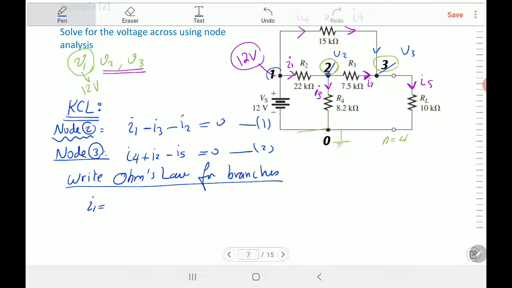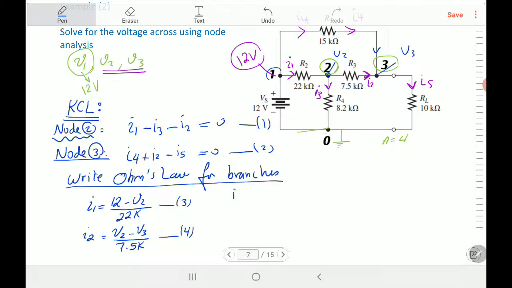So you have I1 equal to 12 volt minus V2 over 22 kilo ohm. We know it's 20 kilo ohm. You can write this not to forget. So that's equation number 3. We need to find I2. I2 is equal to this voltage minus this voltage over 7.5 kilo ohm. So I2 is equal to V2 minus V3 over 7.5 kilo. That's equation 4.